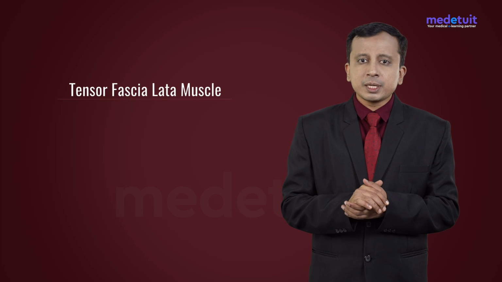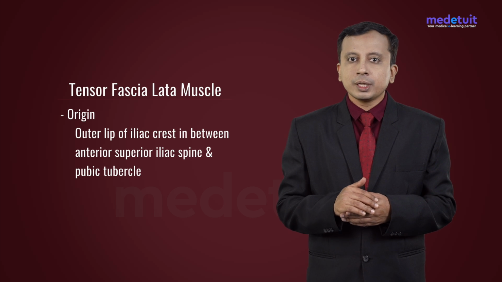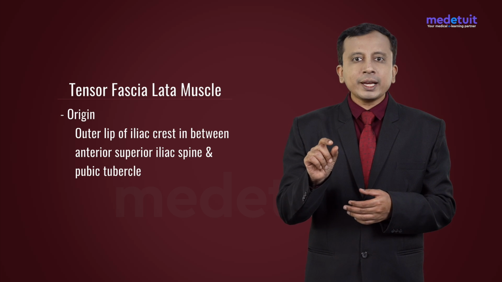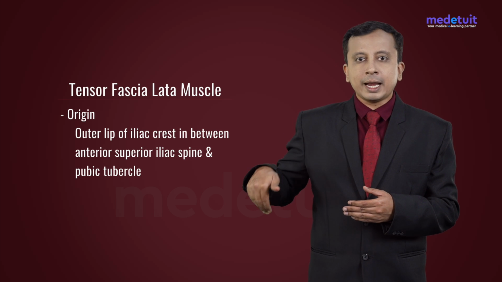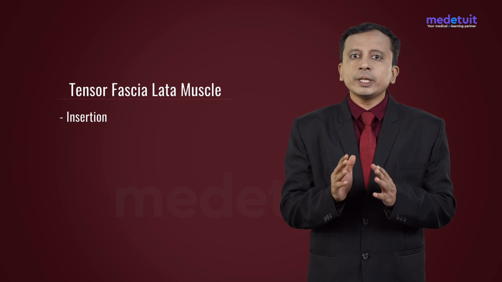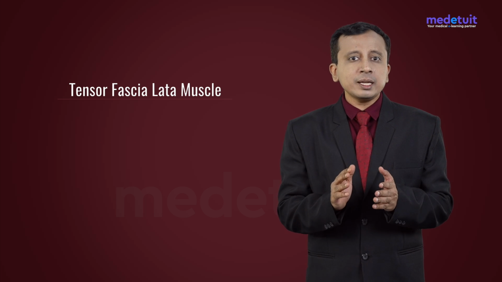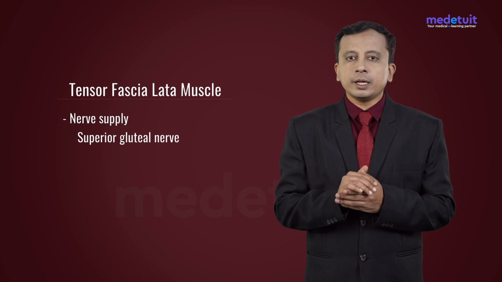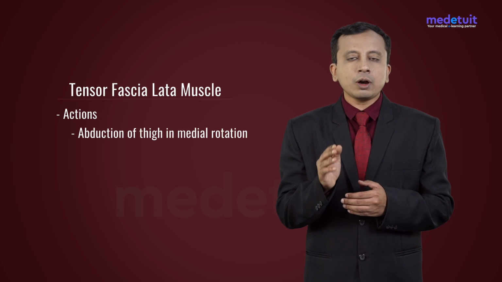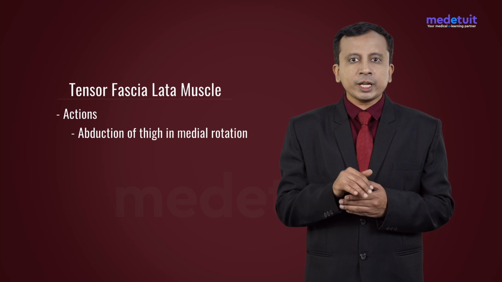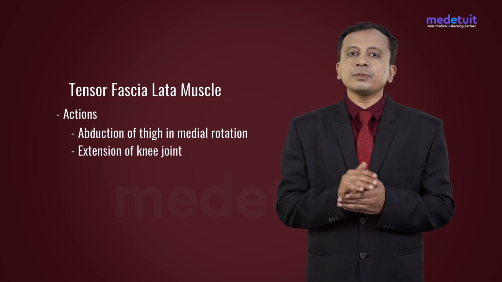Tensor fascia lata muscle, it takes its origin from the outer lip of the iliac crest in between the anterior superior iliac spine and the pubic tubercle. It goes downwards and laterally and gets inserted to the anterior aspect of the iliotibial tract. This muscle is supplied by superior gluteal nerve. Whenever this muscle acts, it will be helping for abduction of the thigh along with medial rotation. Its action on the knee joint will be helping for extension of the knee joint.